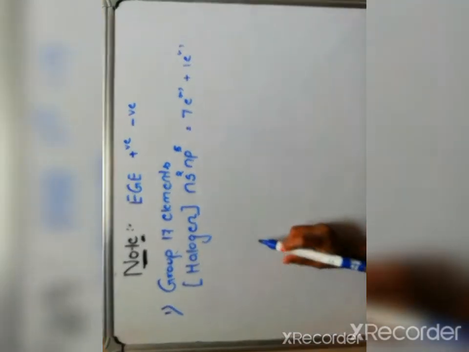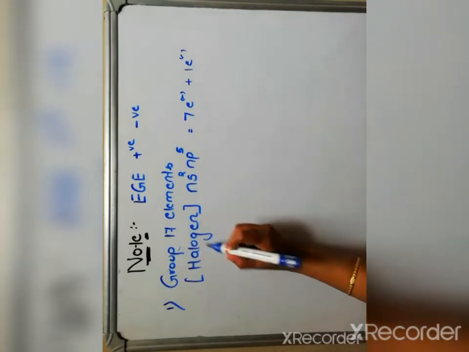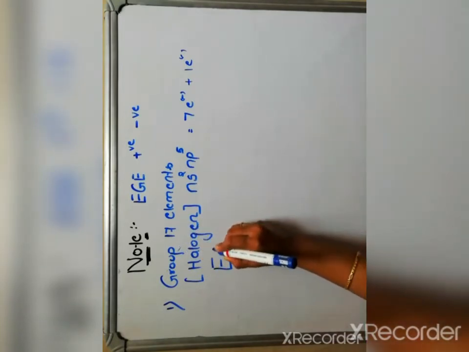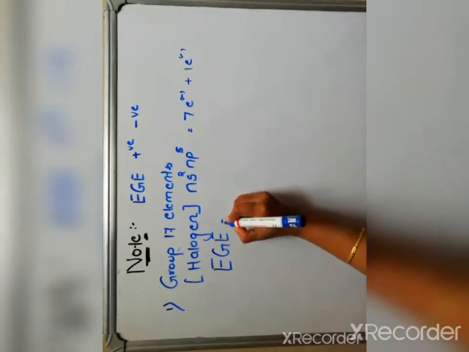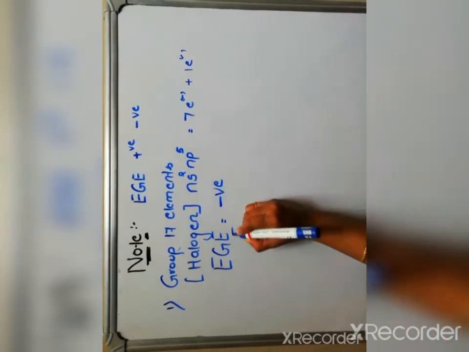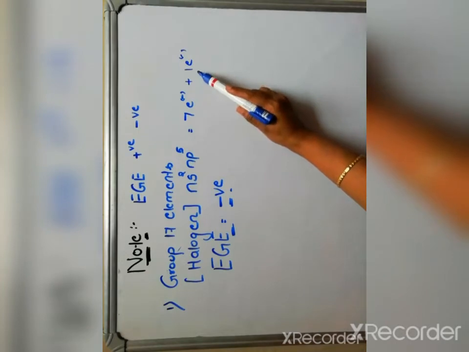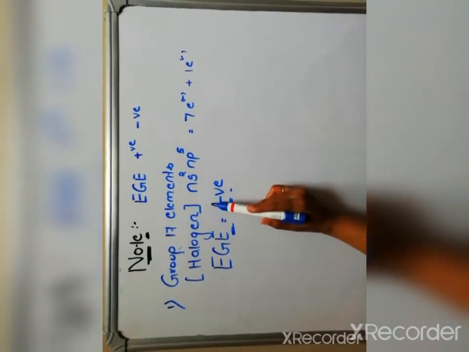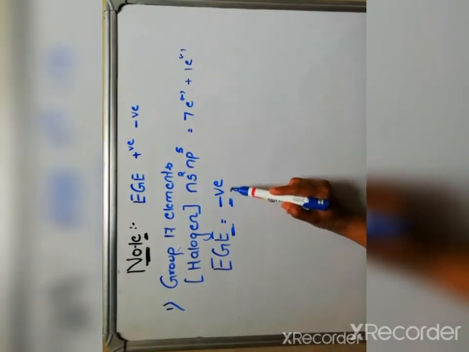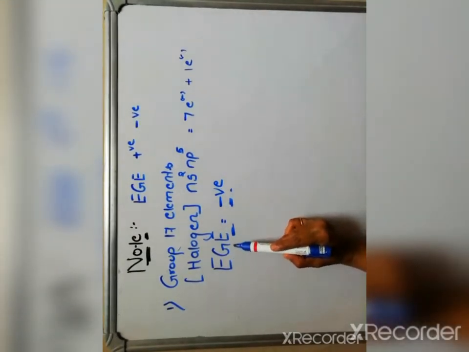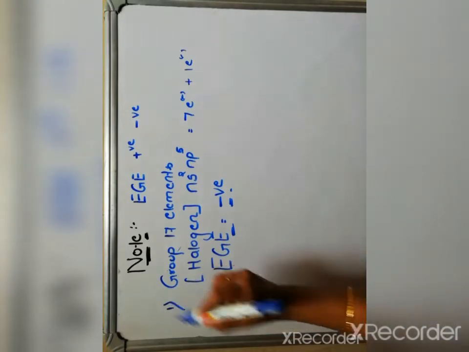For that reason, for the group 17 elements, the electron gain enthalpy is negative. Why is it negative? Because to gain the octet electronic configuration, it requires one electron. As soon as one electron is added, energy is released, and that is the electron gain enthalpy. So that is the first case.